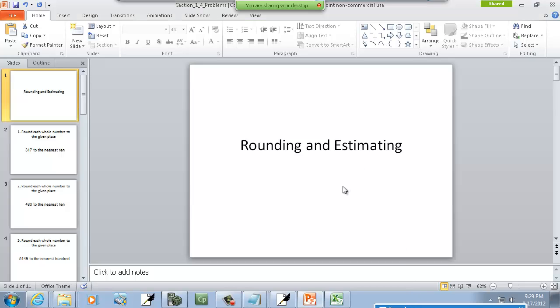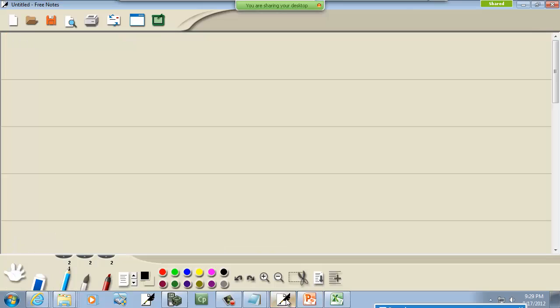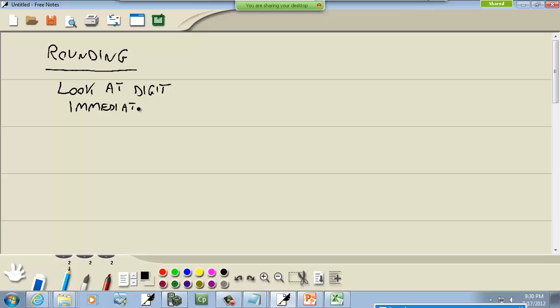There we go. Let's take a look at rounding and estimating. They're kind of one and the same. You use rounding when you're estimating. So let's first talk about rounding. What we do is we look at the digit immediately to the right, so look at the digit immediately to the right, and then we have two cases.